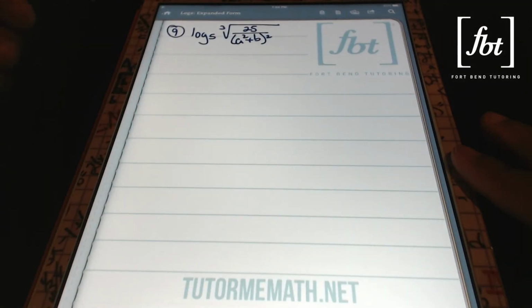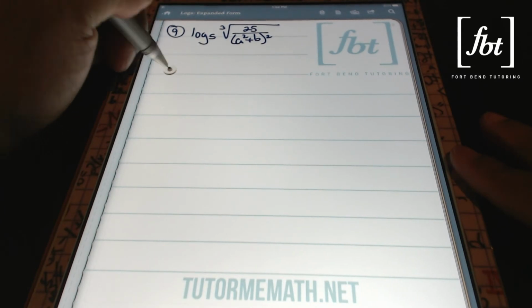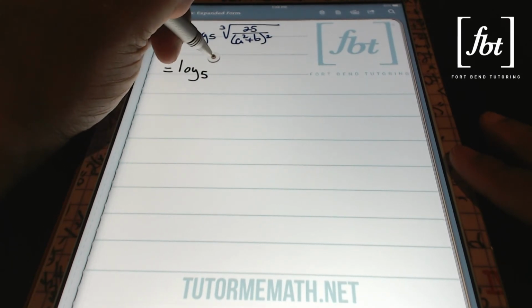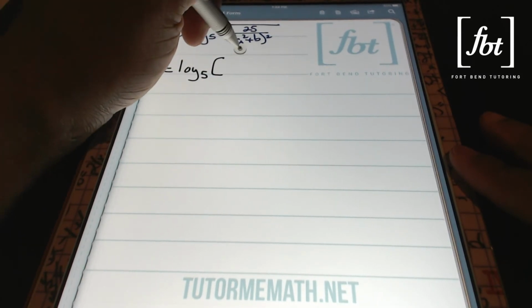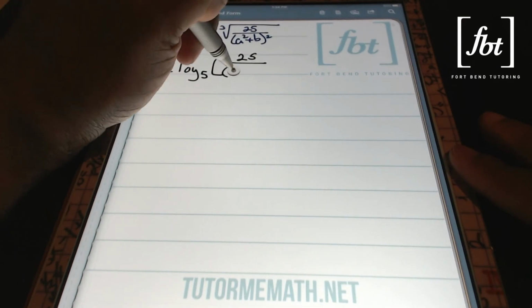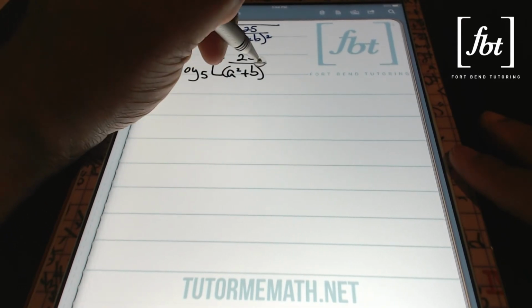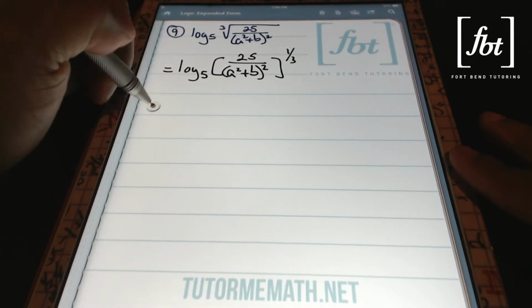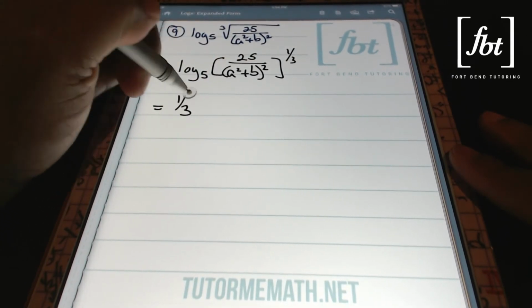Problem number 9, guys. We have log base 5 of the cube root of 25 divided by a squared plus b squared. So how do we go about solving this problem? Well, first of all, I want to take care of that cube root. How? We'll go ahead and say that we have the quantity of 25 divided by a squared plus b, which is being squared, by the way. We're going to raise all that to the 1/3 power. Then we'll bring that 1/3 in front.